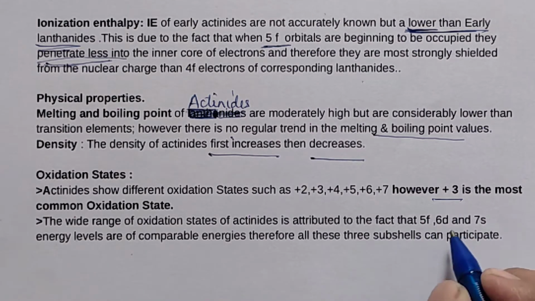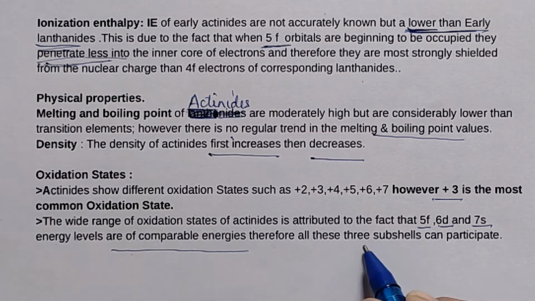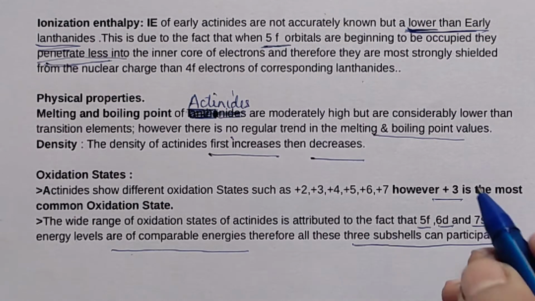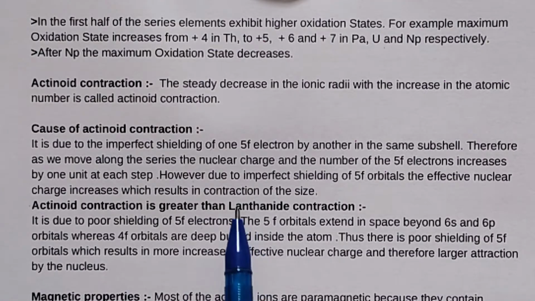Because this is the answer for it: 5f, 6d and 7s have comparable energies. So when they have comparable energies, the electrons of all these 3 shells can participate in bond formation. That is why they show a large number of oxidation states. However, the most stable one is the plus 3 oxidation state. Got it? Yeah, further about the oxidation states.